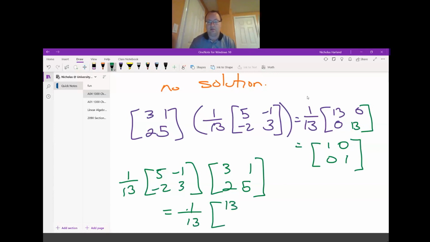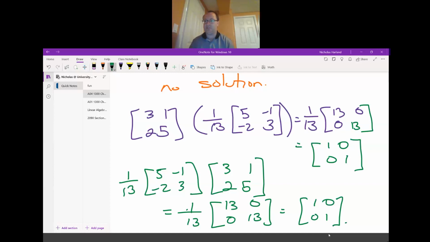But based on what we have right now, there's no guarantee that matrix multiplication is going to work and get the identity the same thing on both sides. That being said, we are eventually going to see why that's true. But for now, just getting our feet wet with all this inverse stuff, we don't know that for sure.